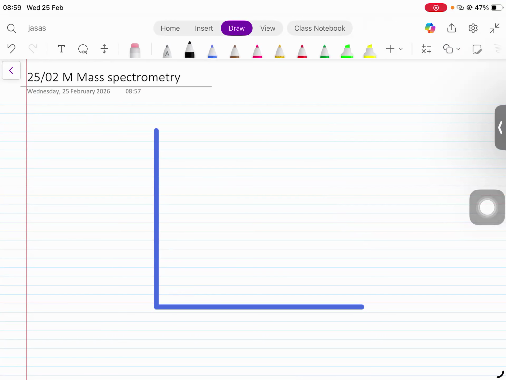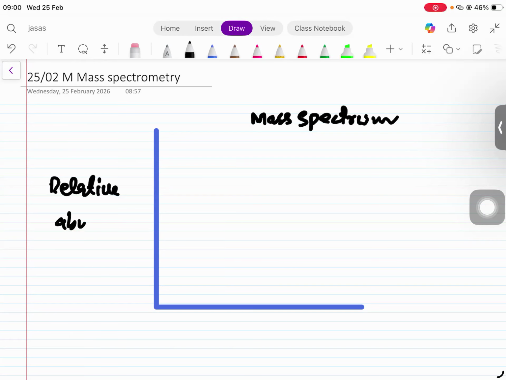The mass spectrum is a plot of the relative abundance against the M over E value, right? So it's a mass spectrum. This is the relative abundance. This is the M over E value, right? So this is the main idea behind the spectrum.